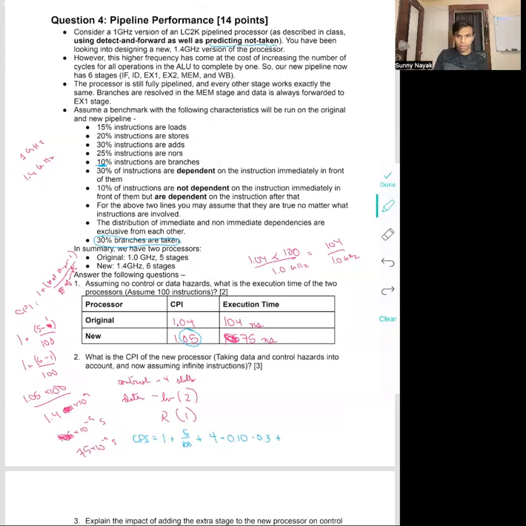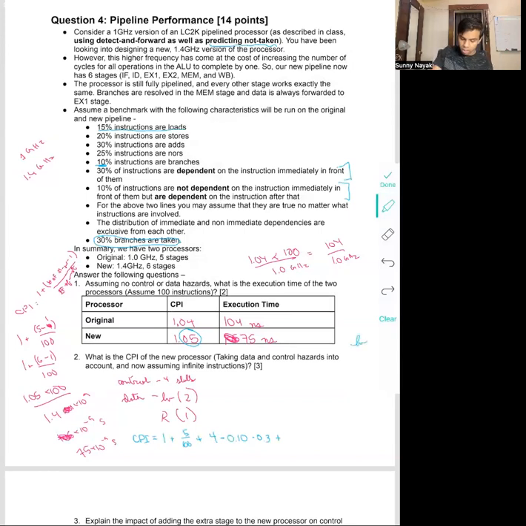So how often do data hazards due to load instructions occur? Well, 15% of the time I have a load, and it looks like 30% of instructions are dependent on the one before them, and 10% are not dependent on the one before them, but are dependent on the one after them. So this tells me a couple things. Because I have two loads, right? There's two combinations of instances that I can have, right?